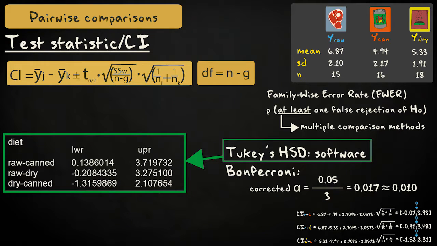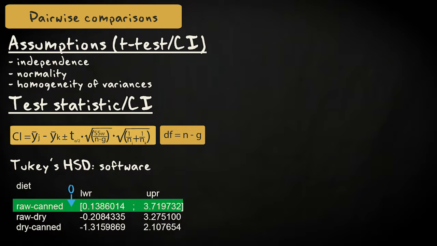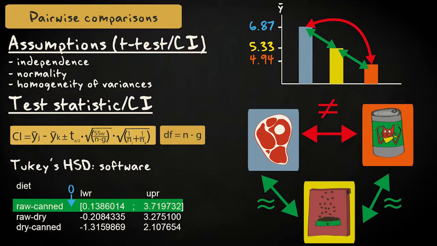If we use Tukey's method with more power, we find that only the interval for the difference between raw meat and canned food does not contain 0, so we reject the null hypothesis for this comparison only. Looking at the mean health scores, we can conclude that raw meat results in a significantly higher average health score than canned food. The mean for dry food lies in between these means and does not differ significantly from either raw meat or canned food.